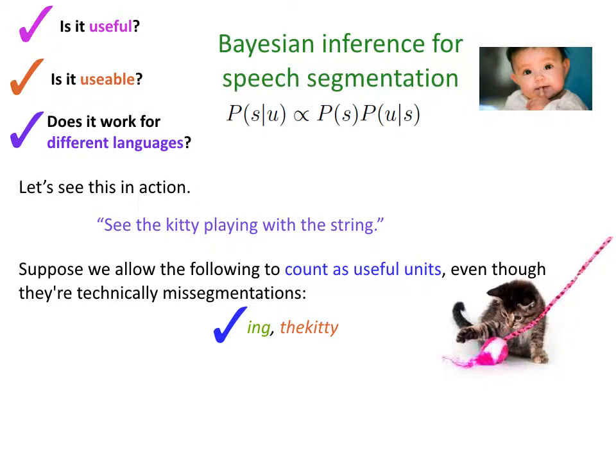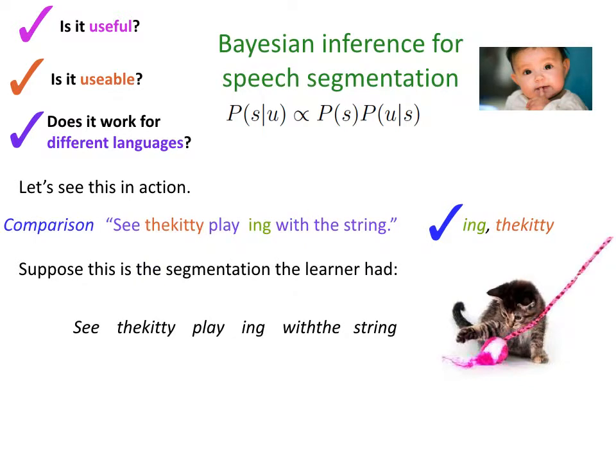So suppose, keeping this in mind, we allow the following to count as useful units, even though they're technically missegmentations. So ing, we say is okay, and the kitty, we say is okay. So an okay over-segmentation and an okay under-segmentation. Therefore, the comparison segmentation is that see the kitty as one word, play ing with the string, are okay to do. So if we go back to a segmentation that a learner, a model, has as an output, and let's say it did this: see the kitty play ing with the string, right?